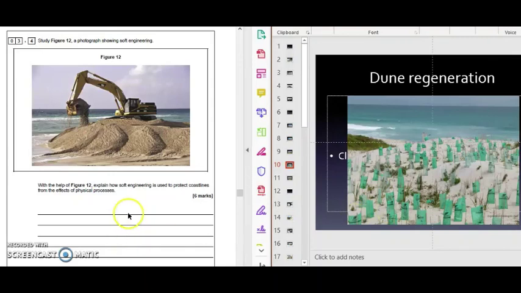So as long as you explain a couple of those, a few of them are implied in this picture anyway. This looks like maybe beach nourishment, just getting the sand off the beach and putting it back on. So as long as you explain a few of these and what they do and why they're useful, you should get a good mark.